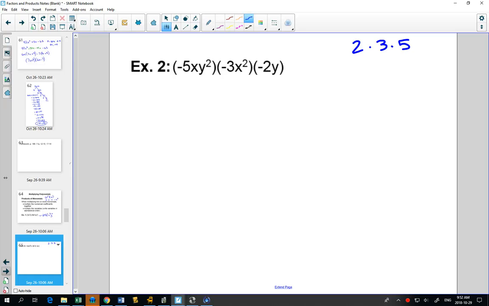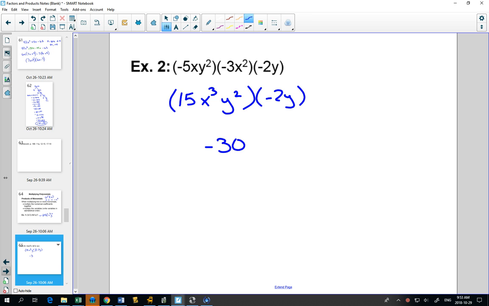You can multiply two of them first. So if I choose the first two, what am I going to get? And I would still have minus 2y here. Well, minus 5 times minus 3 is plus 15. X times an x squared will give me x cubed, and y squared would still be there. And now I have these two, and I could do the process again. 15 times minus 2 is negative 30. I still have an x cubed, but now y squared times y will give me y cubed.